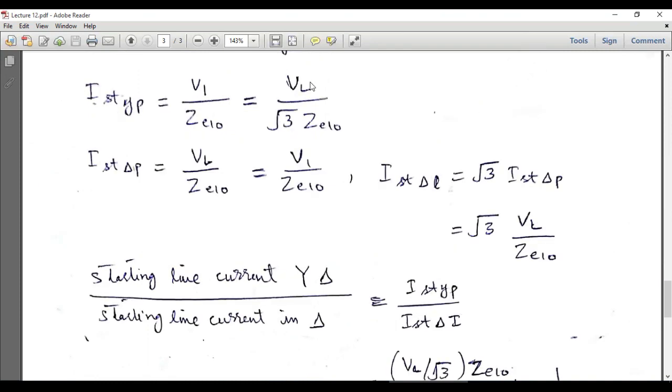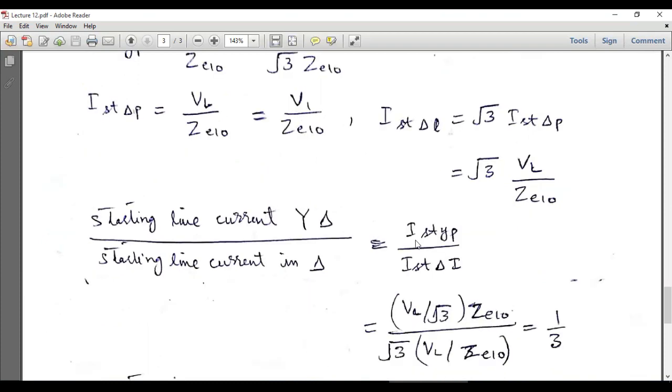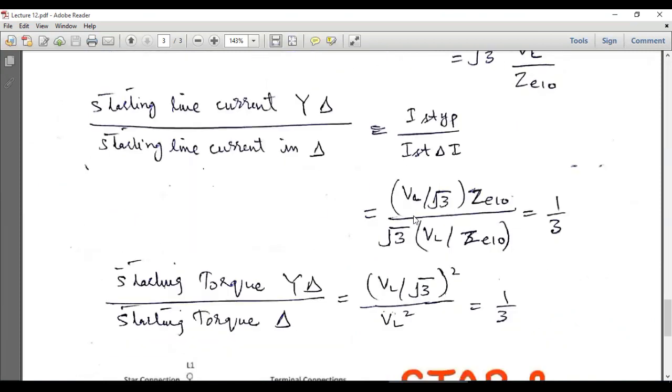This expression is taken from this equation, and this expression, square root 3 into VL divided by impedance, is taken from this expression. All the terms VL will be cancelled out with VL, ZE10 will be cancelled out with ZE10, and we will have 1 by square root 3 multiplied by square root 3, so it will be equal to 1 over root 3. So the line current in star connection is equal to 1 by 3 times line current in delta connection.